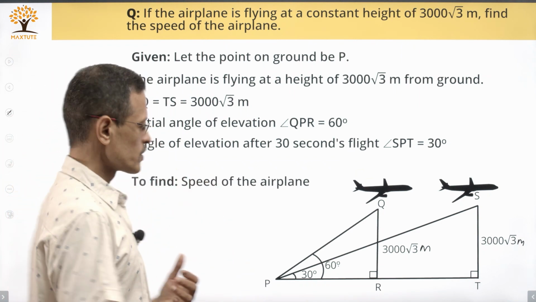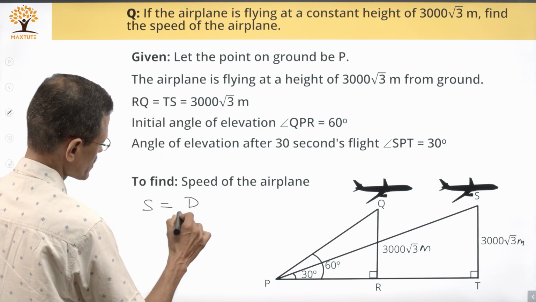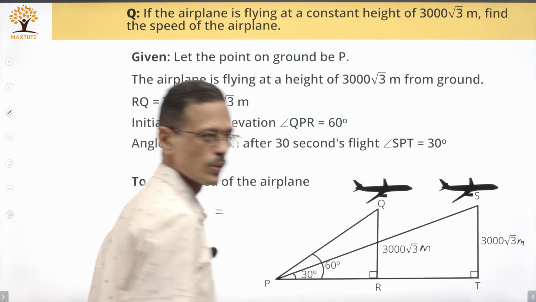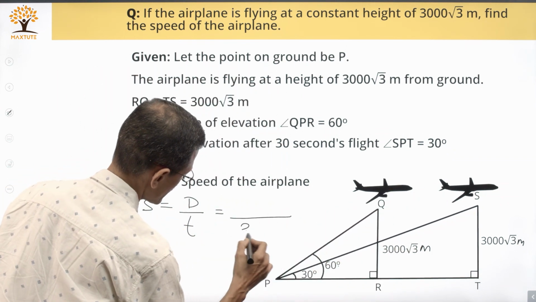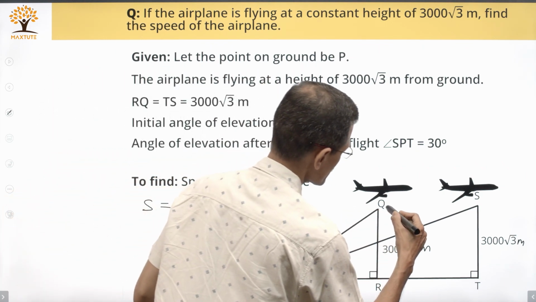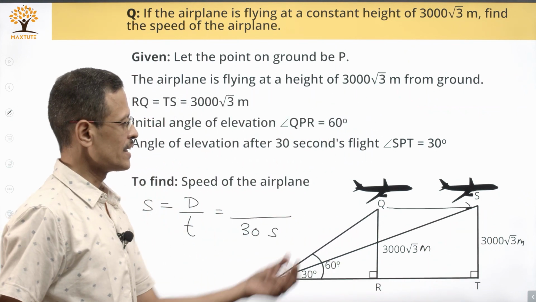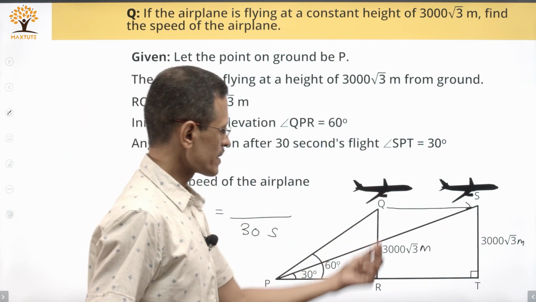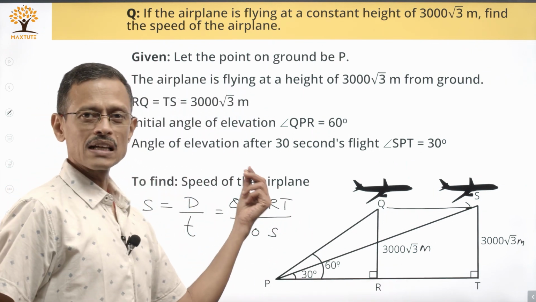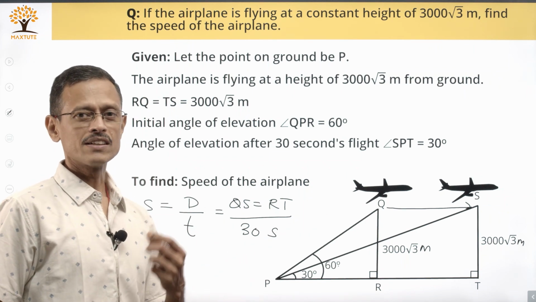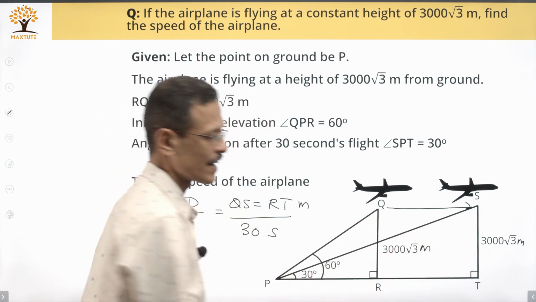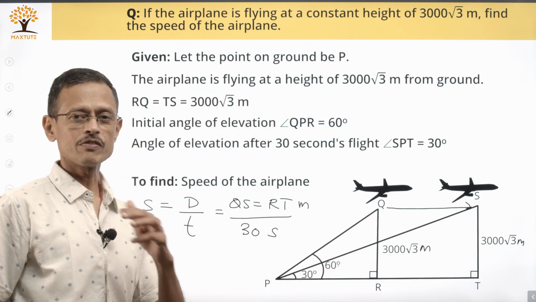How do you compute speed? Speed is equal to distance divided by time. What's the time taken for this flight? It's moved from Q to S in 30 seconds. So the denominator is already known to us, 30 seconds. All that is left is to find out the distance that the aircraft has traveled in these 30 seconds, which is equal to QS. QS is the same as RT. So we compute the length of RT, and that divided by 30 should give us the speed. RT is going to be in meters because QR and ST are in meters, so we're going to get the answer in meters per second.